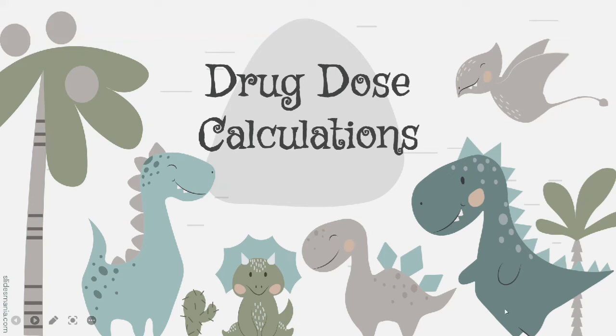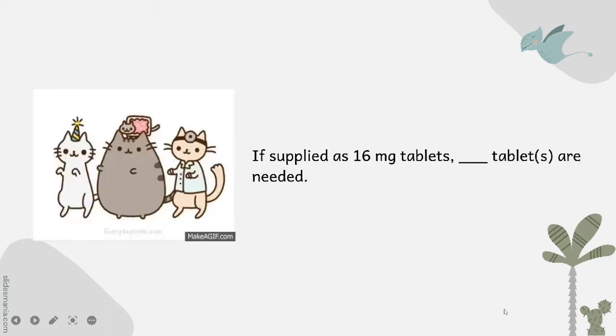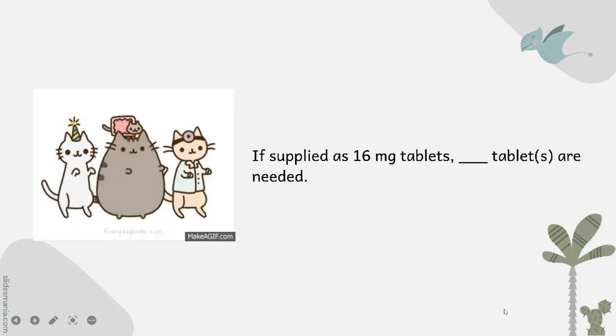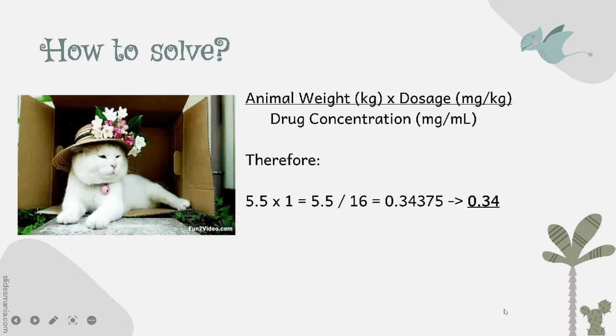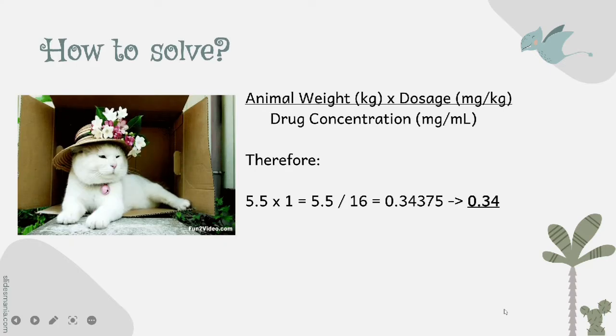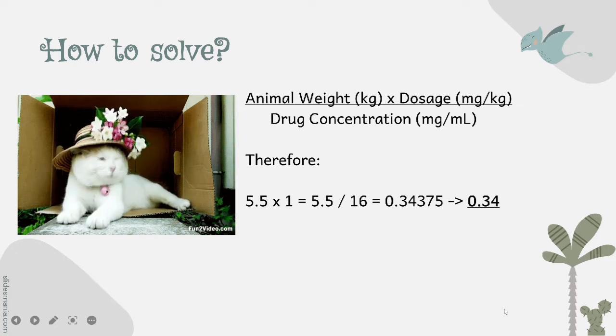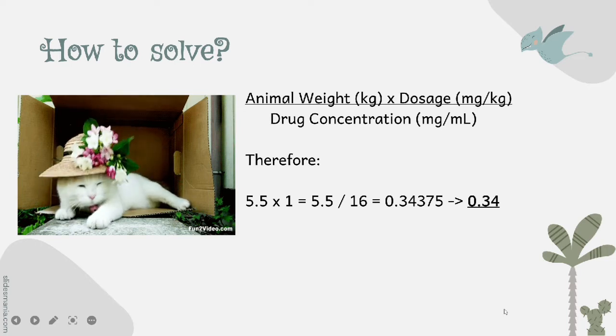Drug dose calculations. A 5.5 kg cat needs maropitant for nausea with a dose of 1 mg per kilogram orally. If supplied as 16 mg tablets, how many tablets are needed? How to solve? Animal weight times dosage divided by drug concentration. Therefore, 5.5 times 1 is equal to 5.5. 5.5 divided by 16 is equal to 0.34375 or 0.34.